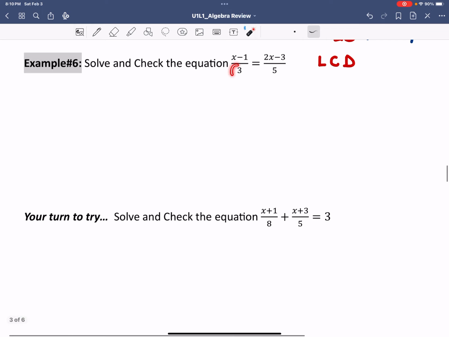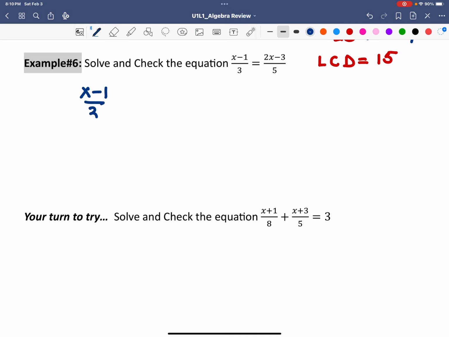As you can see here, this has a denominator 3. This term here has denominator 5. They have no common factors, and that means that the lowest common denominator will be exactly the product of the two denominators, 15. So now we're going to take the left side of the equation, and we're going to write here x minus 1 over 3 and 2x minus 3 over 5, that's the right side, and we'll multiply both sides of the equation, or each term, by 15.